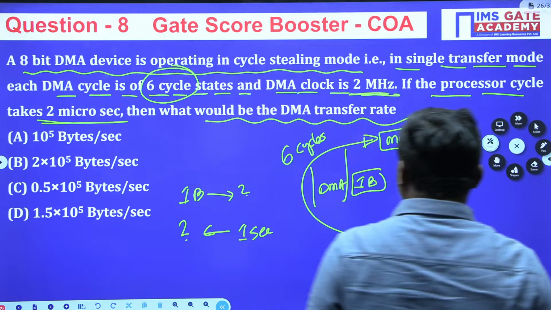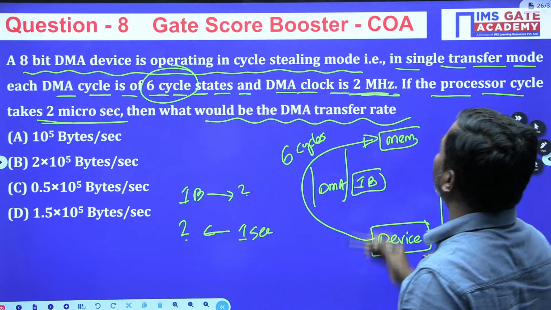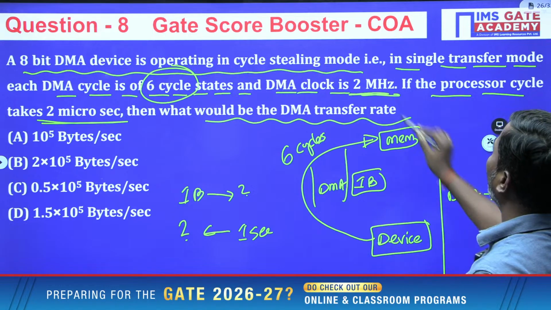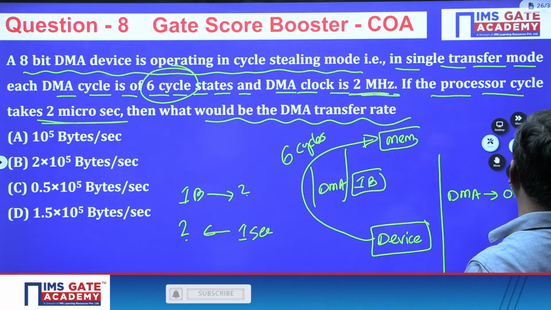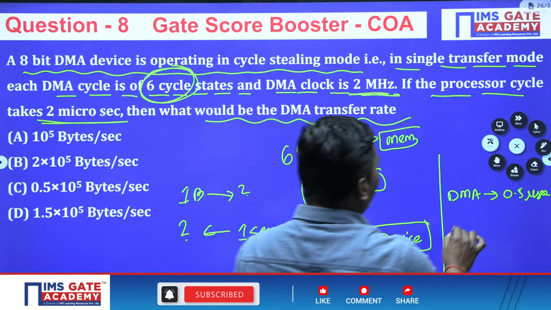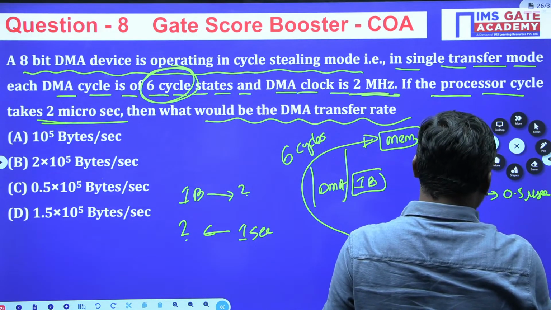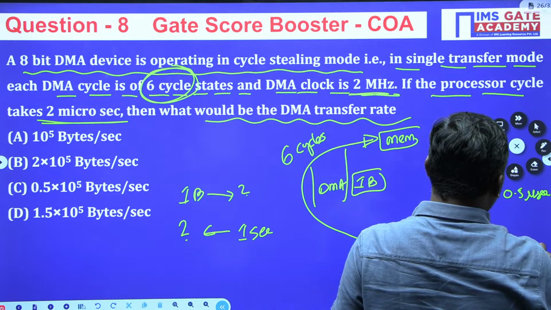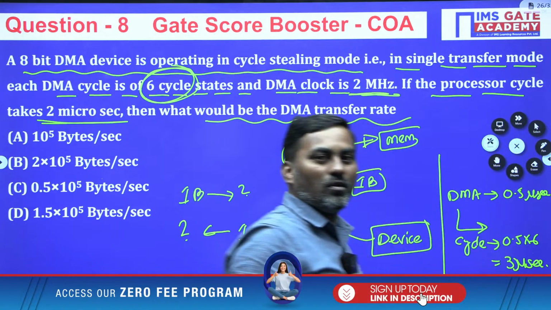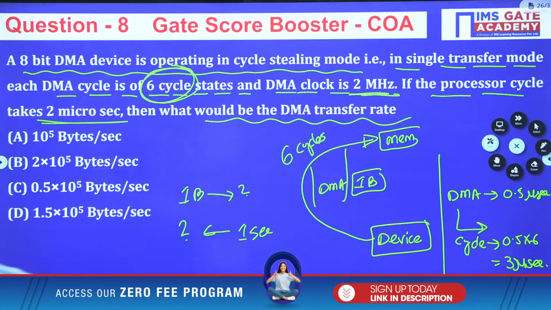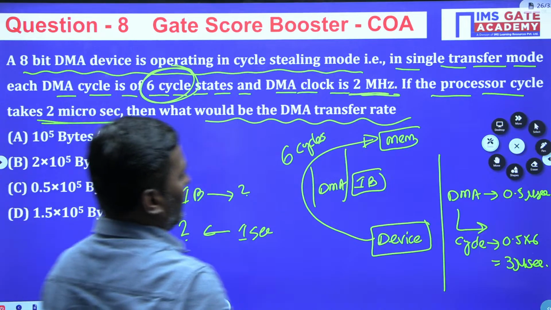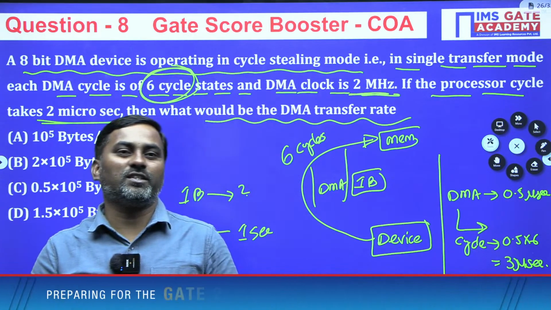So first, one thing you understand now, the DMA clock rate is given. What is the DMA clock cycle time? DMA clock cycle time 1 by 2 means 0.5 microseconds, isn't it? But if the DMA consumes 6 cycles, then the DMA cycle time will be 0.5 into 6. This becomes 3 microseconds. Any doubt? 3 microseconds.